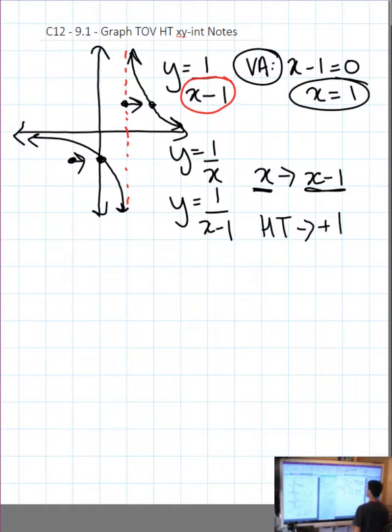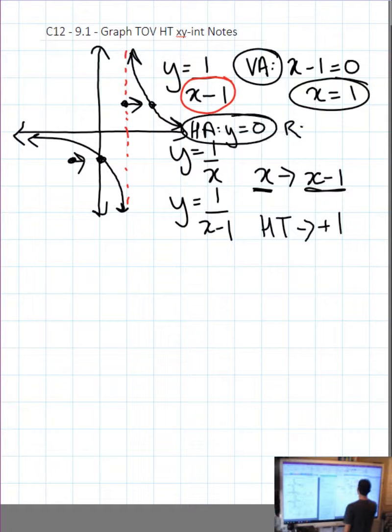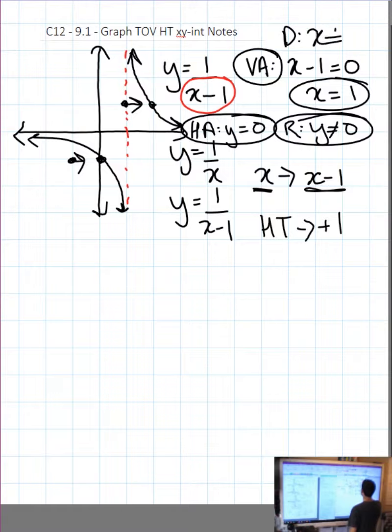Feel free to graph it on your graphing calculator. And again, we have a horizontal asymptote at y equals 0. And the range, again, is going to be y cannot equal 0. So whatever the vertical asymptote is, the domain is x can't equal the vertical asymptote. Whatever the horizontal asymptote is, the range cannot equal that.